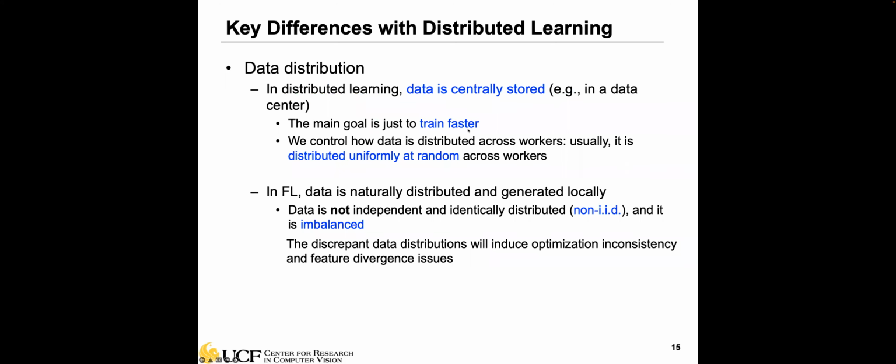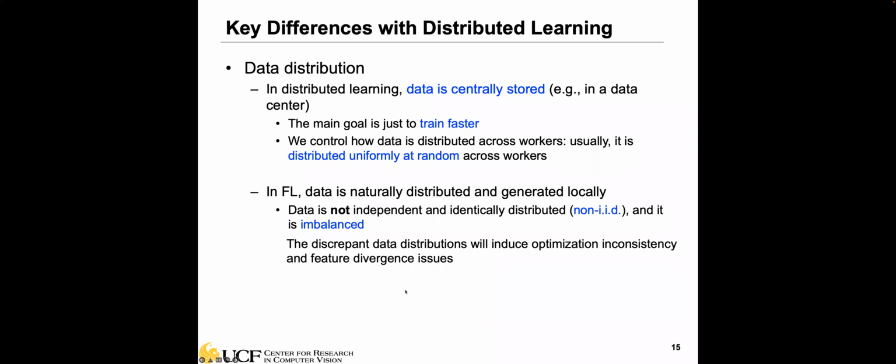So the goal of distributed learning is to train faster, right? You have all the data stored, and all these computing resources, maybe many GPUs, then I'll just distribute the data to all these workers in parallel, so that your model training can be much faster. Usually the data is distributed uniformly across all the workers in the data center.